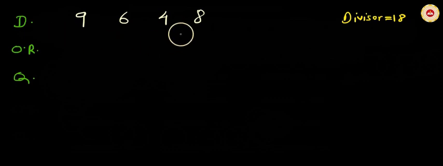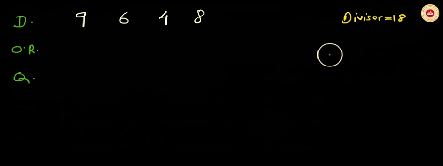Okay, let us start the osculation process. D is for dividend. In this row we have written the given number, that is the dividend. In this row we will write the osculation result, and in this row we will get quotient digits. Observe divisor 18. There is 8 in the units place. It means we have to calculate the positive osculator for the given divisor 18.